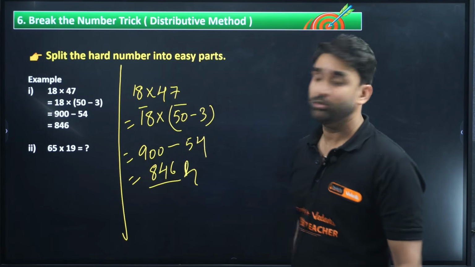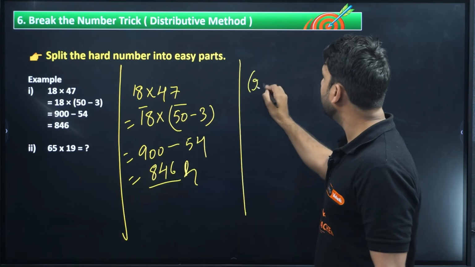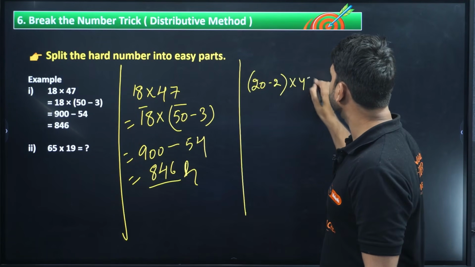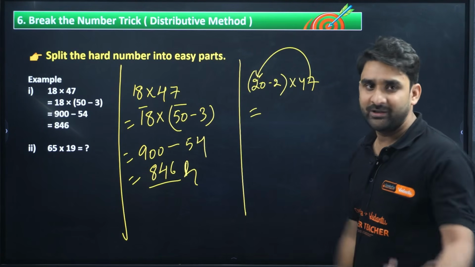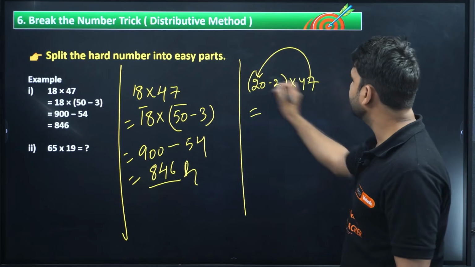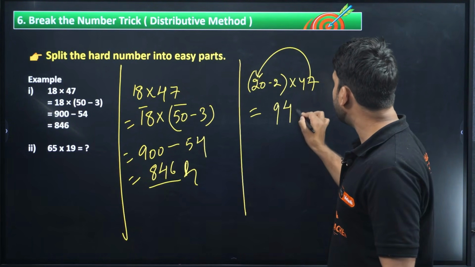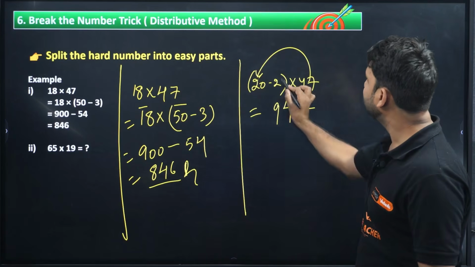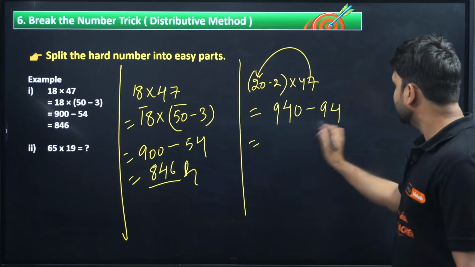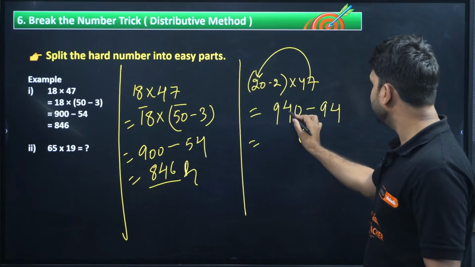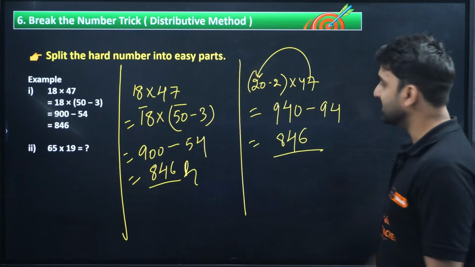You can break any number. You can break this number also. 18 can also be solved as 20 minus 2, into 47. Yes, 47 can be multiplied with 2, and 47 into 2 is 94, you all know. So 47 into 20 is 940, minus 94. Now check the result: 846 is the answer.